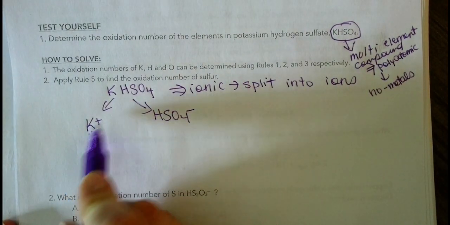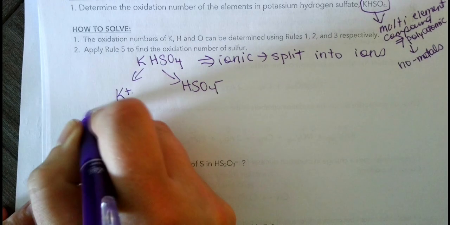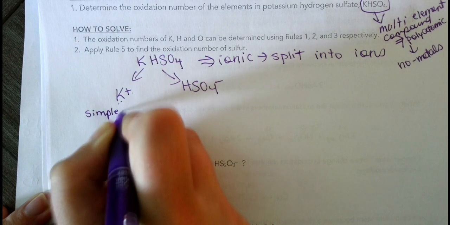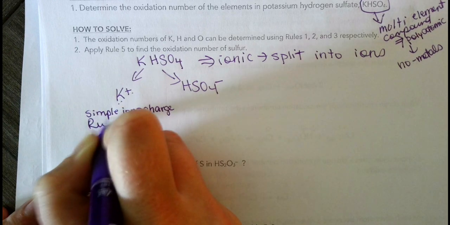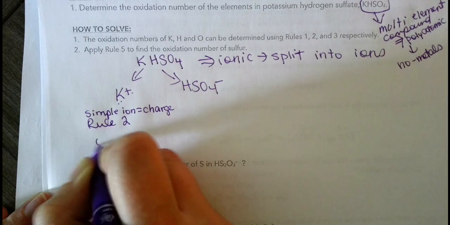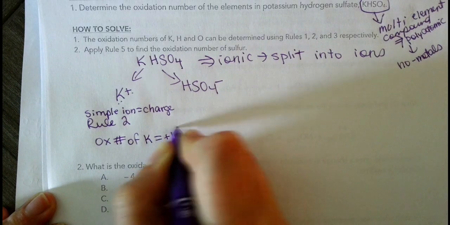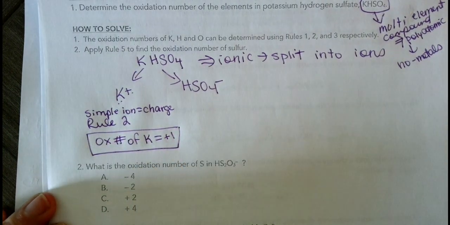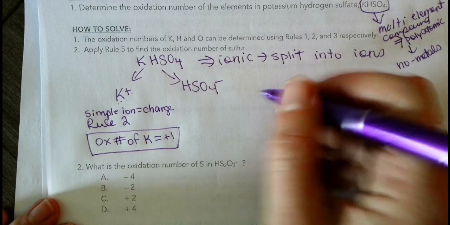So K plus, this is a simple ion. Simple ions are equal to the charge. That's rule 2. So the oxidation number of K is equal to 1 plus. I figured out one oxidation number that quickly. On the other hand, I got to split this guy up. This is not an easy one to start with.